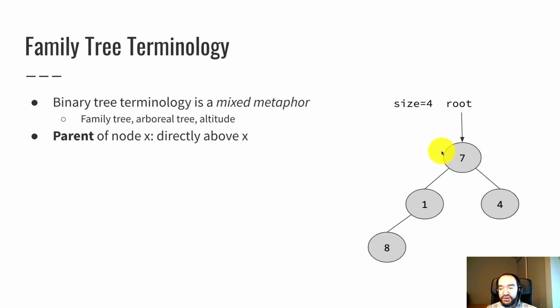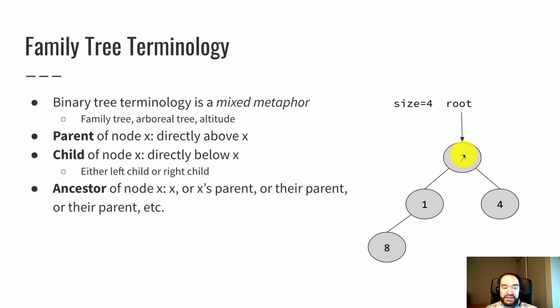So the parent of node X is the node directly above X that you get to if you follow the parent pointer. So 1's parent is 7, 8's parent is 1. The child of a node is one of the nodes directly below that node following left or right child pointers. So for example, 7's left child is 1, 7's right child is 4. 7 has 2 children, 1 and 4.